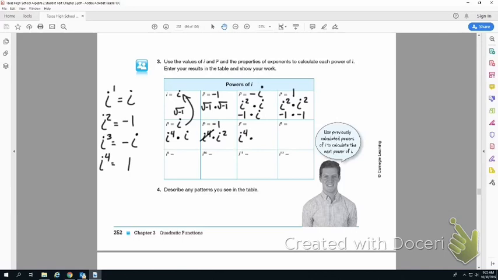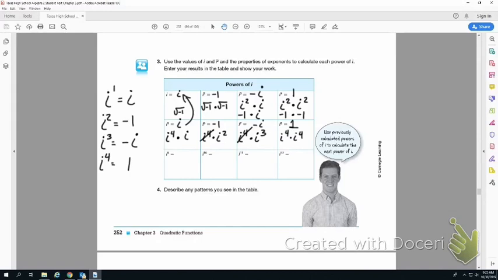I go to i to the 7th. I've got i to the 4th times i cubed. i to the 4th isn't doing anything. And what does i cubed equal? Negative i. And so goes the pattern. On the last one, I would get i to the 4th times i to the 4th, which turns into 1 times 1, which is just 1.